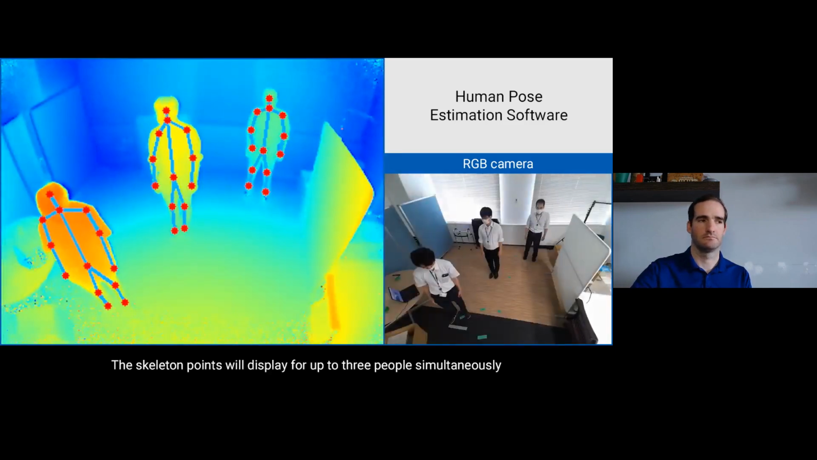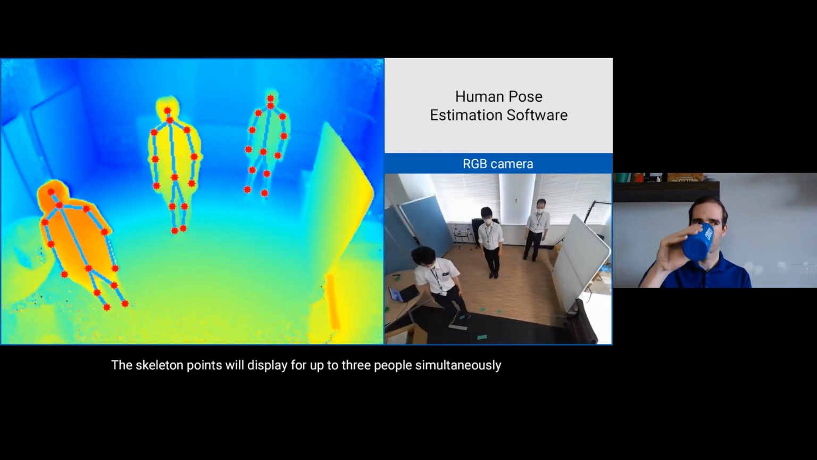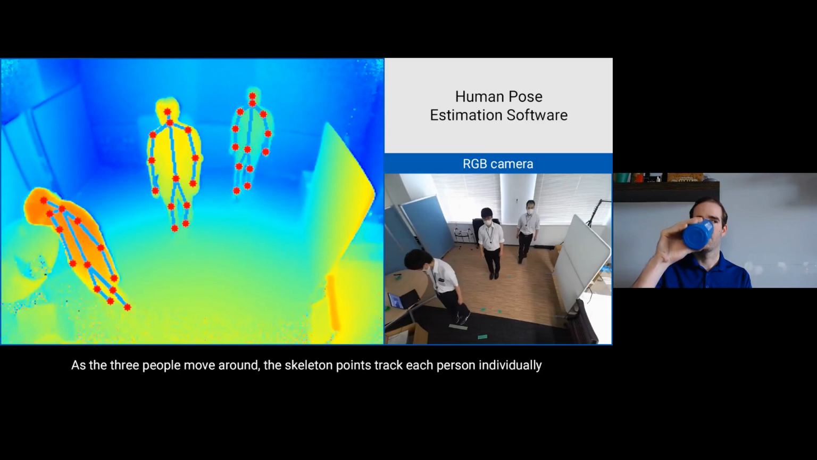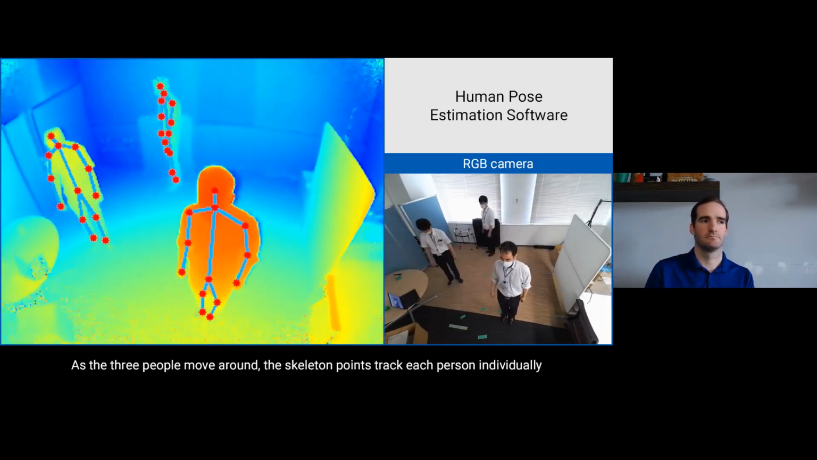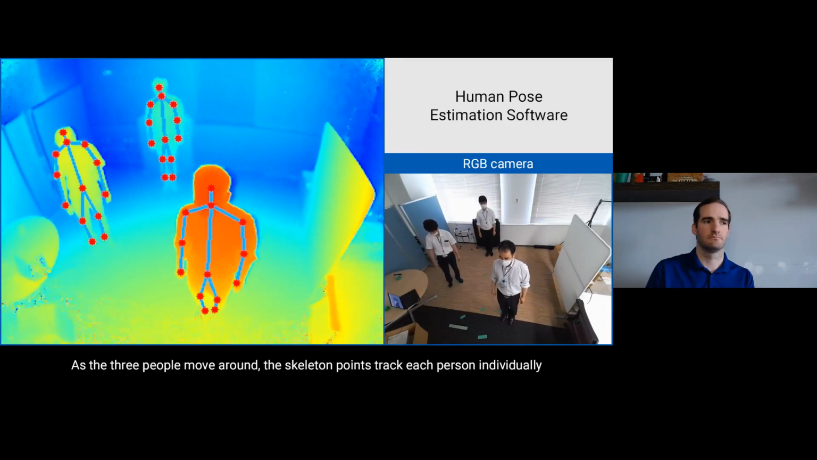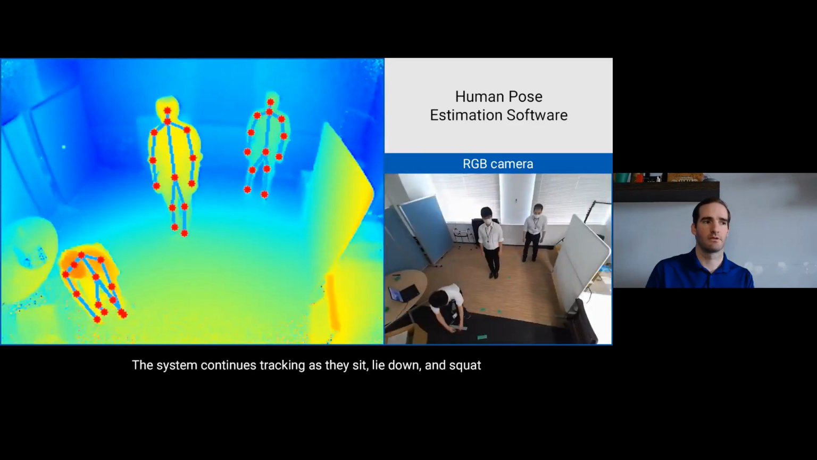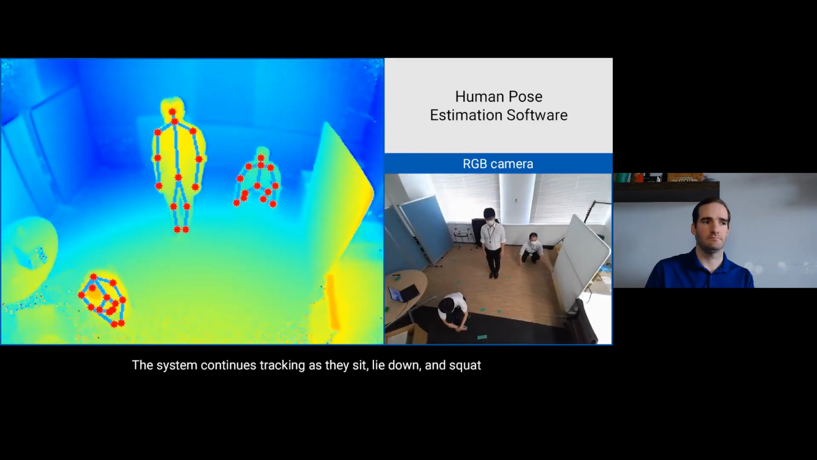The skeleton points will display for up to 3 people simultaneously. As the 3 people move around, the skeleton points track each person individually. The system continues tracking as they sit, lie down, and squat.